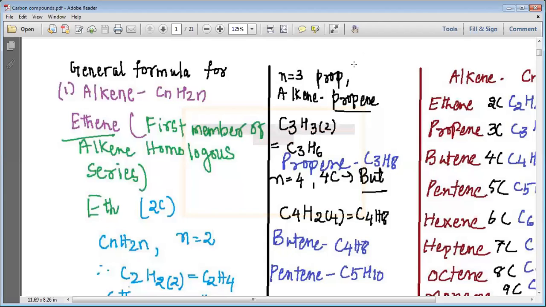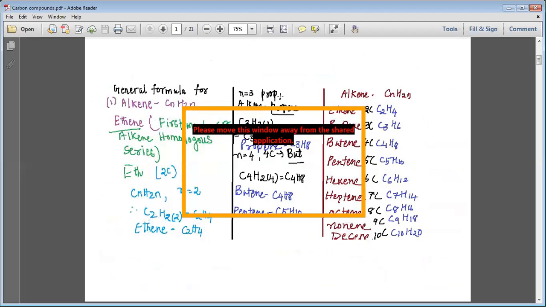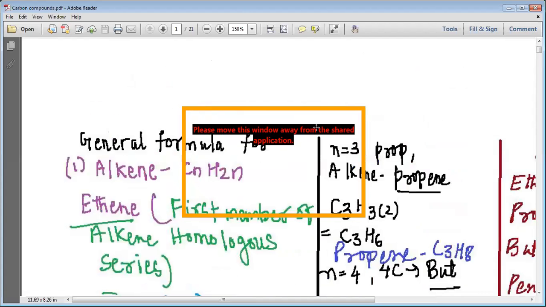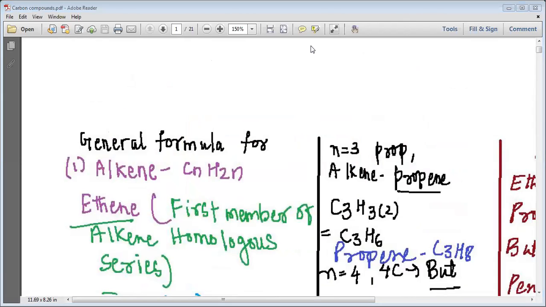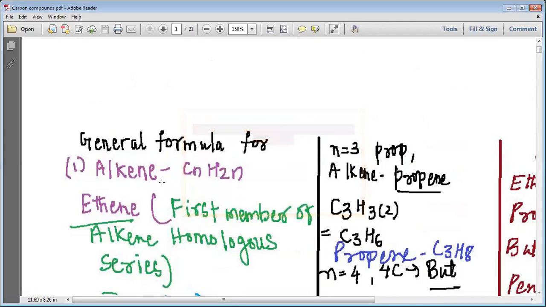In the last period, my dear students, we studied about the alkanes, alkenes and alkynes. In this period, we are going to study in detail about their general formulas. So let's have a look at the general formulas for these compounds. Let's pay attention. First, we should study about the general formula for alkenes.